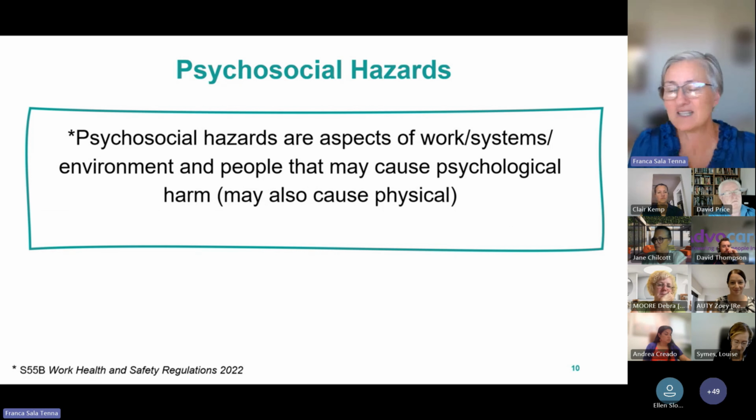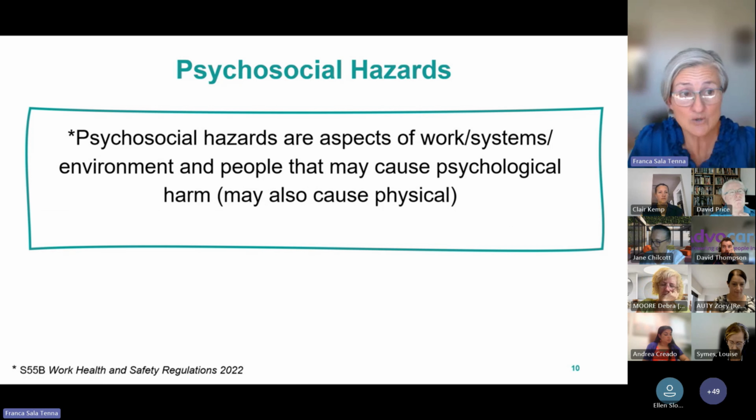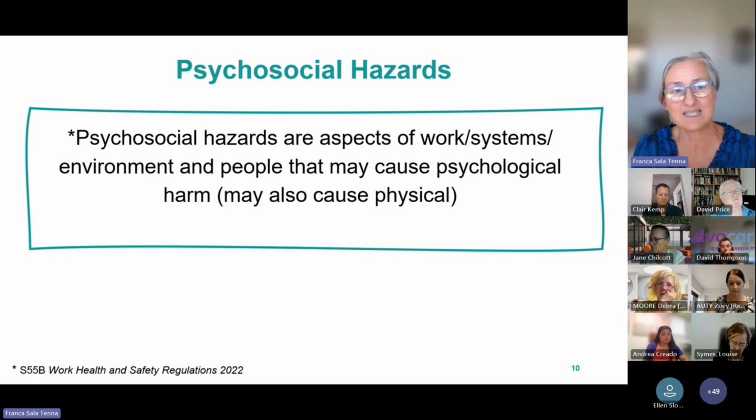Now they've defined it, they're talking about your work systems, your environment. So some of it is structural, related to environment. Some of it is inherent in the job, so something like isolated work situations. Some of it has to do with interactions between people. But the glue that brings that definition together is that it may cause psychological harm. It can also cause physical harm, but the reason why it's been coined as psychosocial hazard is because it can cause psychological harm. So that's our starting point.